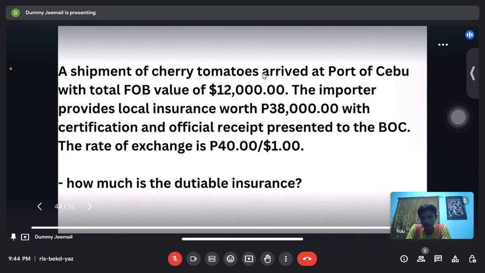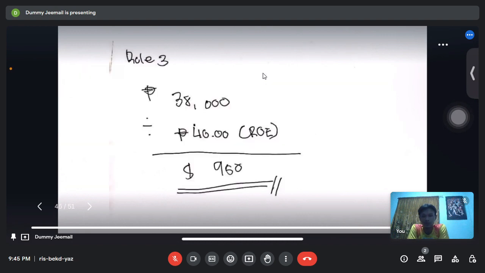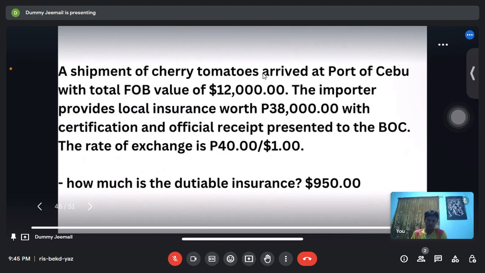A shipment of cherry tomatoes arrived at port of Cebu with total FOB value of $12,000. The importer provides local insurance worth 38,000 pesos with certification and official receipt presented to the BOC. The rate of exchange is 40 pesos per $1. How much is the dutiable insurance? Very easy. We just divide the 38,000 pesos, the local or domestic insurance, by the rate of exchange, and we will get $950.